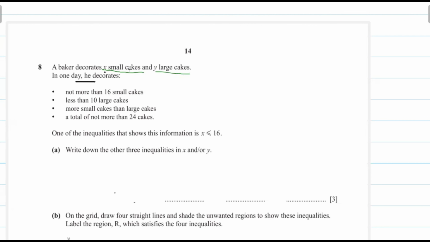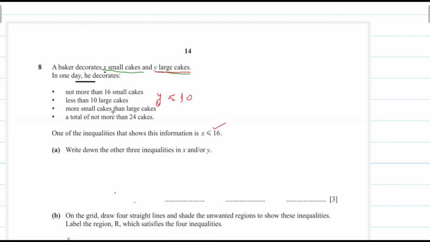Look here, the number of small cakes is x and the number of large cakes is y. Now the first inequality, not more than 16 small cakes, is x is less than or equal to 16. This inequality is given here. Next is less than 10 large cakes. The number of large cakes is y. Therefore, less than 10 means y is less than 10.